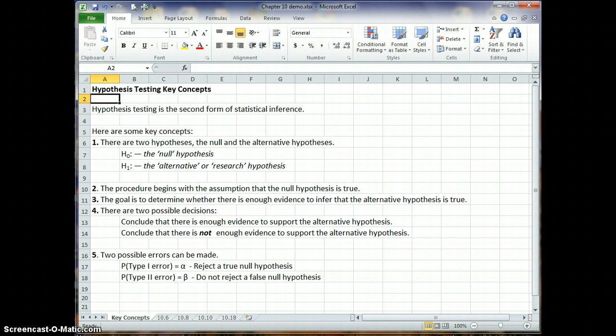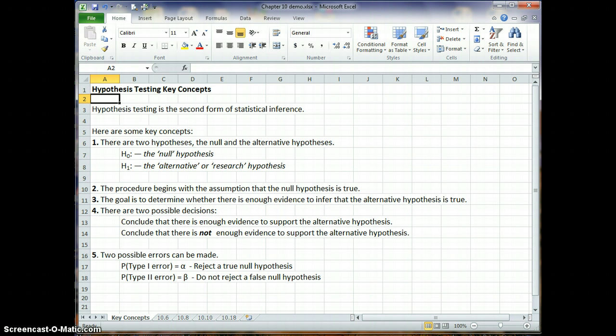And there are two possible errors that can be made. The type 1 error is the alpha, and that's to reject a true null hypothesis. And the type 2 error is to not reject a false null hypothesis. And they kind of work in inverse.